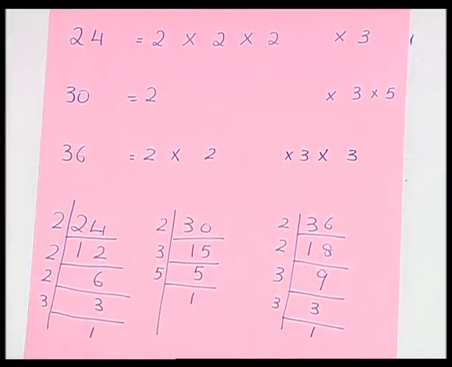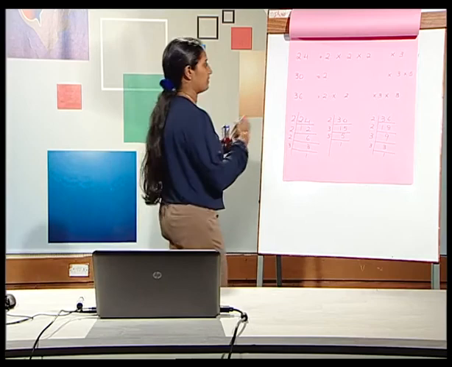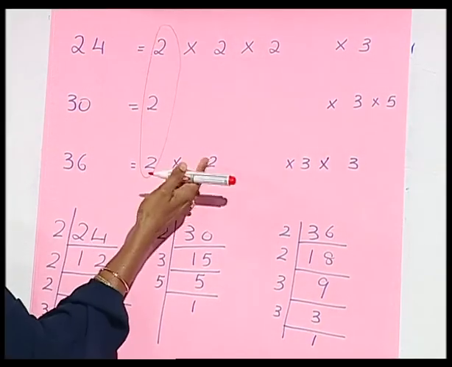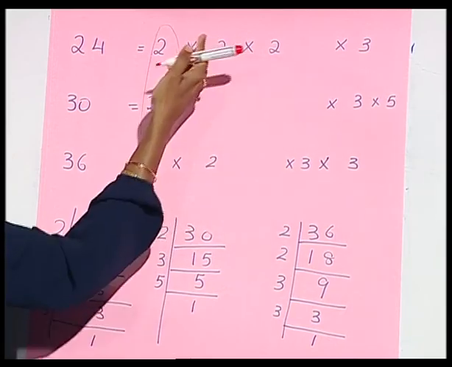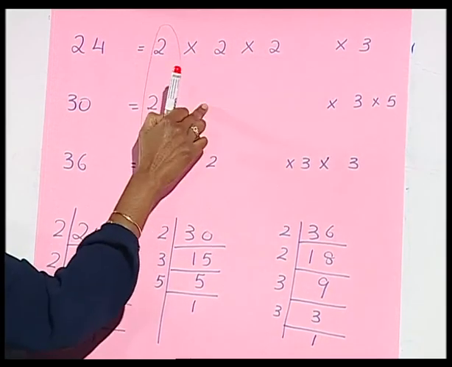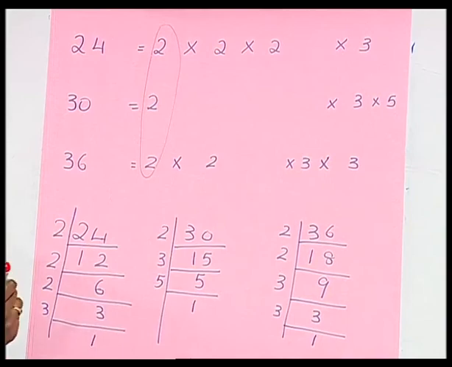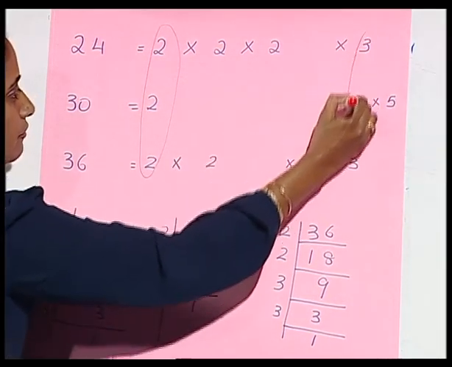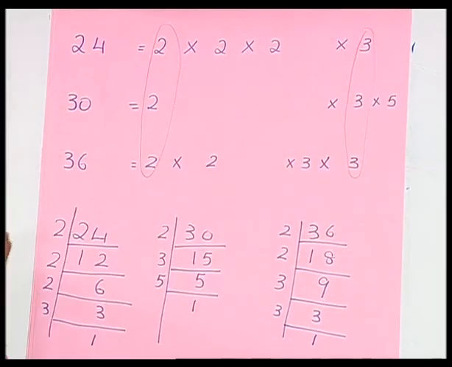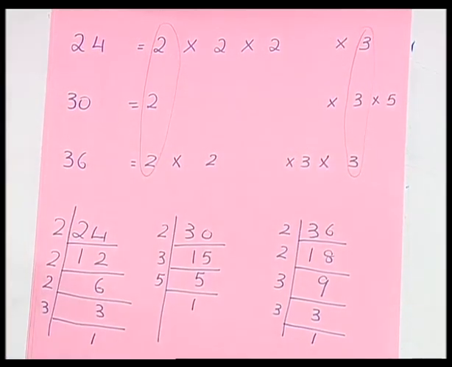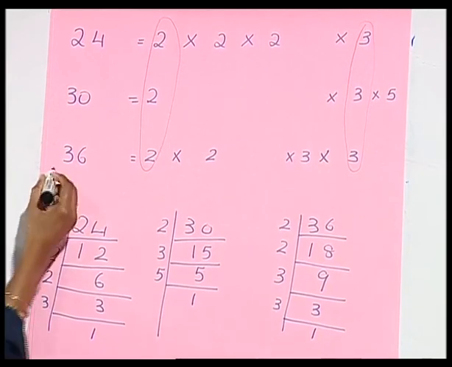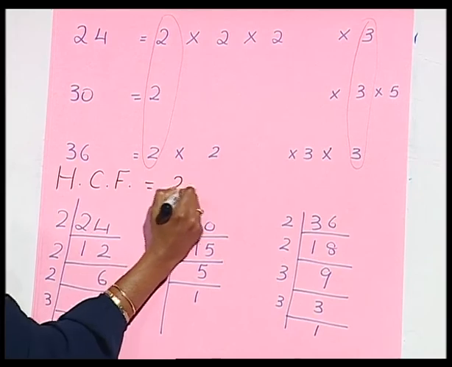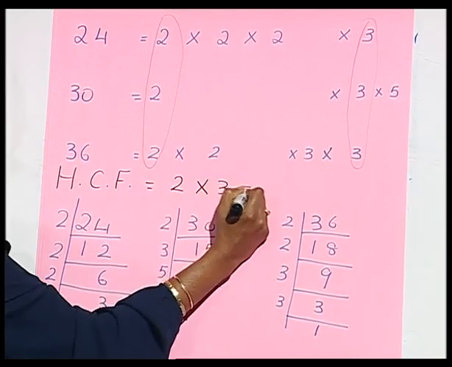Now I need to find the common factors. So here 2 is common. If you look carefully, I have 2 here and here, but no 2 here. So I cannot take it as a common factor. So the next common factor is 3. So the HCF of 24, 30 and 36 is 2 times 3, that is 6.